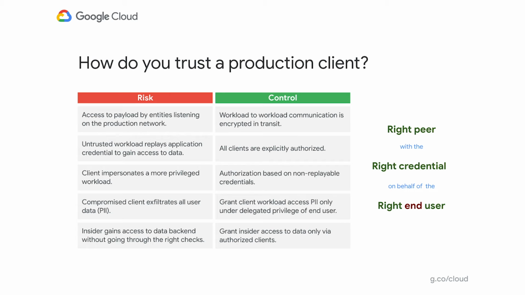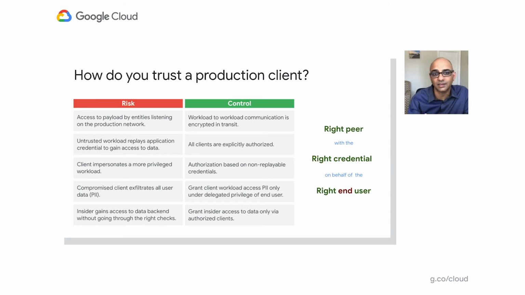And so another risk that is there is a client impersonating a more privileged workload, right? And similarly, a compromised client can not only impersonate a privileged workload, but a compromised client can also exfiltrate all user data that it has access to on its own privilege. Lastly, an insider can also gain access to sensitive data and sensitive backends without going through appropriate checks by bypassing certain front ends. Right? So all of these risks exist in terms of access within a production network.